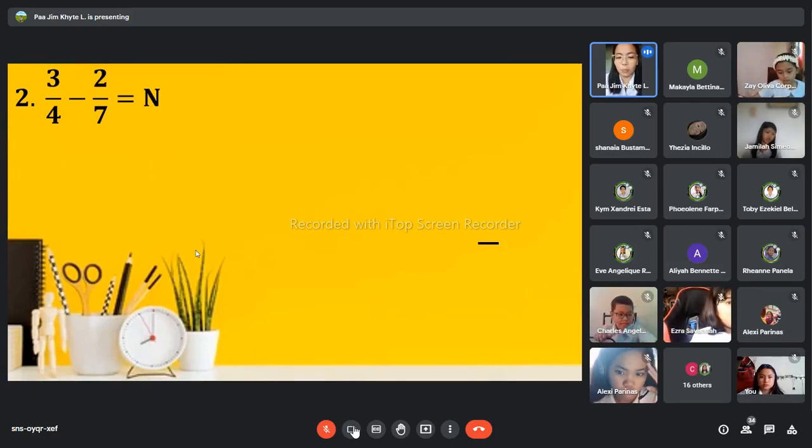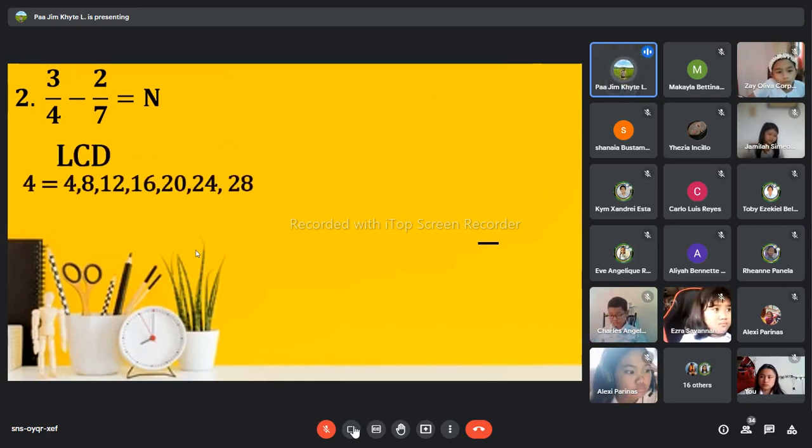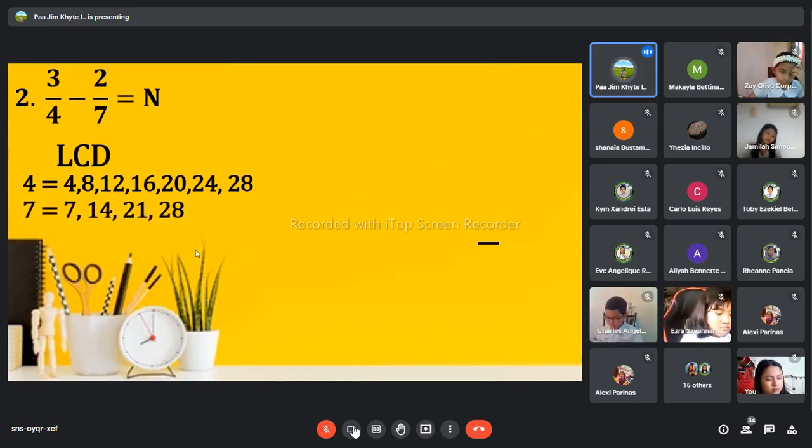So the first thing that we're going to do is get the LCD of the denominators through their common multiples. The multiples of 4 are 4, 8, 12, 16, 20, 24, 28. And the multiples of 7 are 7, 14, 21, and 28. As we can see, the common multiple of 4 and 7 is 28, which means the LCD, or the least common denominator, of 4 and 7 is 28. So let's solve it.